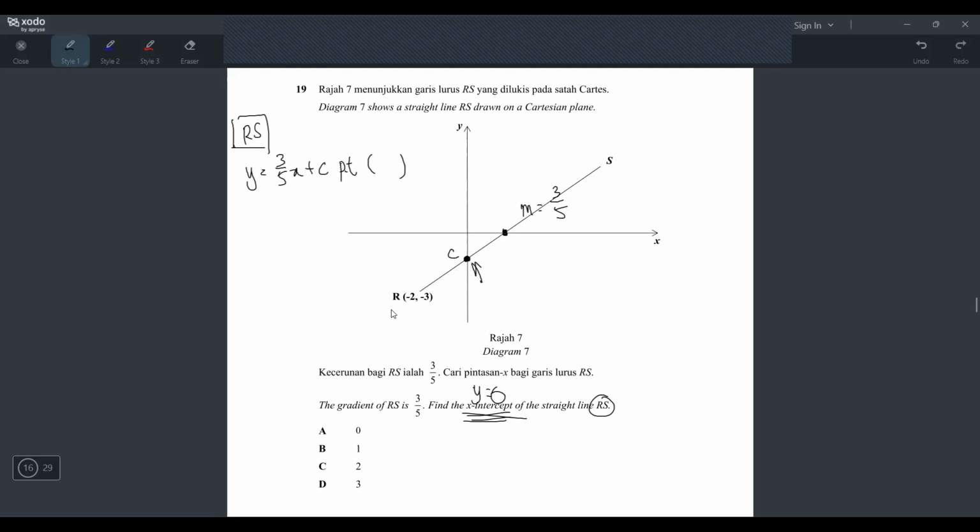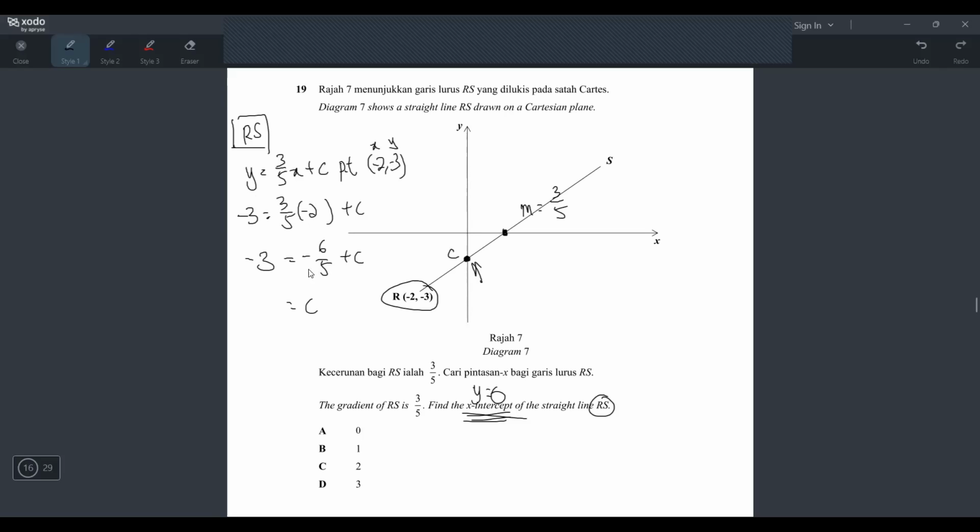Okay, so any point on the line, -2, -3. But of course, you have to make sure the point that you substitute into x and y is one that the line passes through. Why you can sub in like this is because they say it passes through. So x you will put in -2, y you will put in -3. So y is -3, and then 3/5, x is -2, plus c. So be careful not to put them in the wrong way. If you put them in the wrong way, it's wrong also. Right? So here will be -3. Okay, 3/5 times -2 is -6/5, and then plus c.